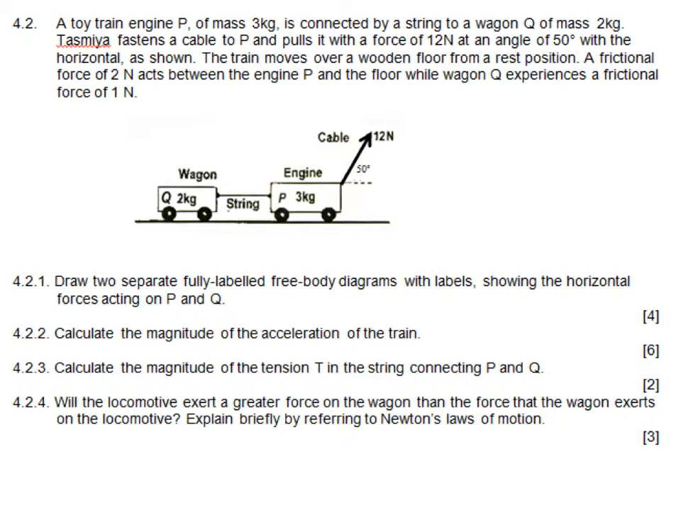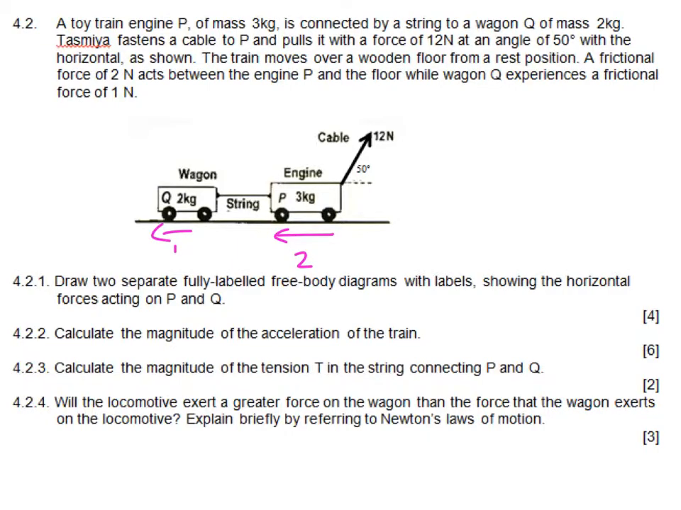We've got this train of mass 3 kilograms. It's connected by a string to a wagon of mass 2 kilograms. Tanzania fastens a cable to P and pulls it with a force of 12 newtons at an angle of 50 degrees with the horizontal as shown. The train moves over a wooden floor from the rest position. A frictional force of 2 newtons acts between the engine and P and the floor, whilst the wagon experiences a frictional force of 1. So we've got 1 there and we've got 2 over there. Draw 2 separate fully labeled free body diagrams.